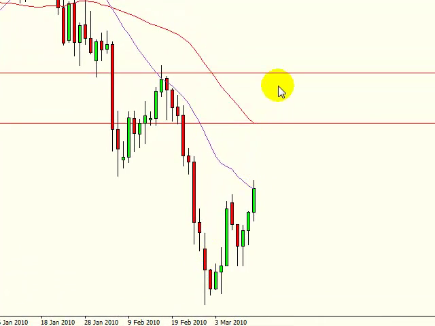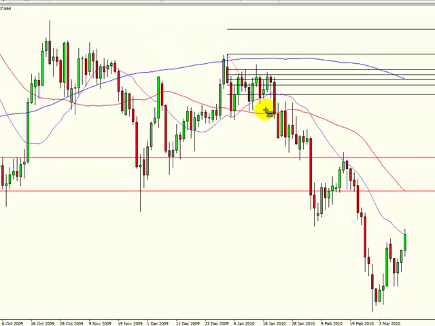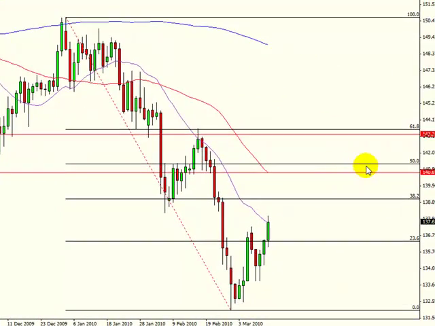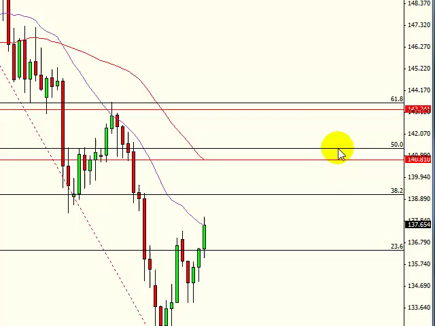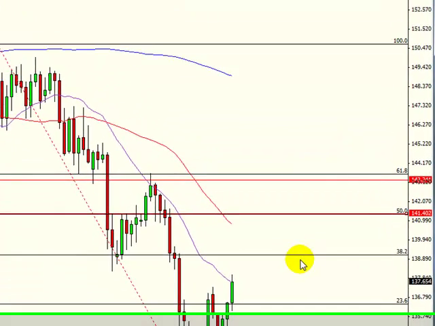We could see some rebound all the way up to there if we do a Fibonacci retracement on the total move. On the daily chart, we have a 50% retracement around 140.50, and then the 38% retracement is 138.90.